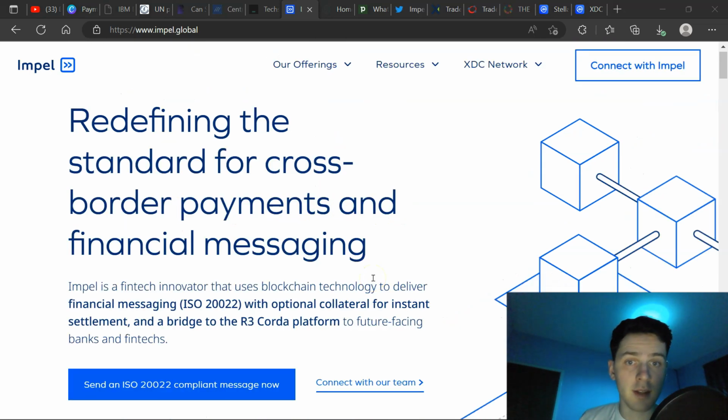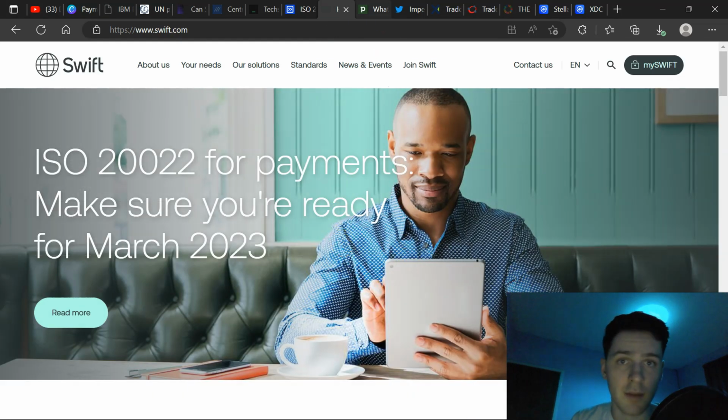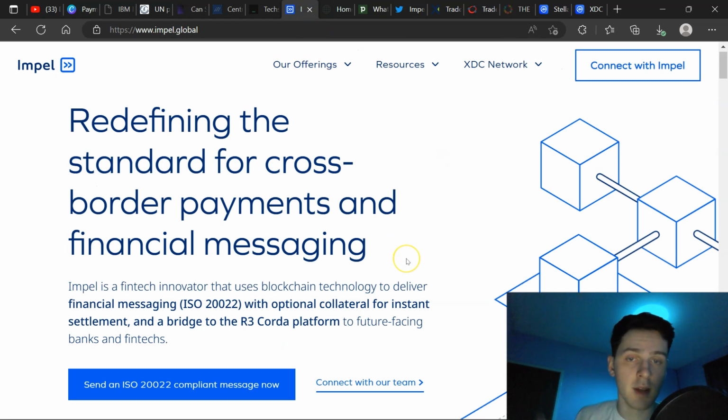Impel are pretty much saying to the whole world, we are a more effective, cost-efficient solution than these legacy solutions like Swift or SEPA, right? Come to us, come to the XDC network. It's very enticing for the future also, where you can see these decentralized applications being built on-chain, where XDC is acting as a settlement mechanism and a payment mechanism, right?